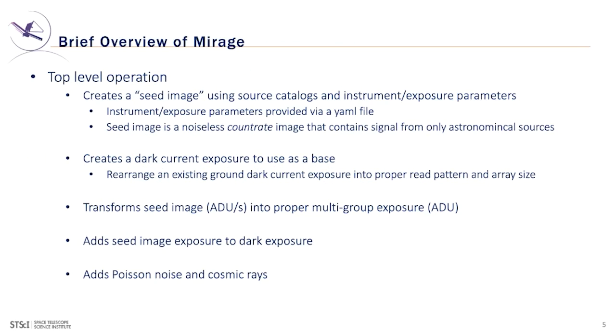And then in the third step, Mirage will take the seed image, translate that from the count rate image into an exposure with multiple groups, and add that to the dark current exposure. And then in that process, it will also add Poisson noise and cosmic rays and other detector effects in order to make the final output as realistic as possible.